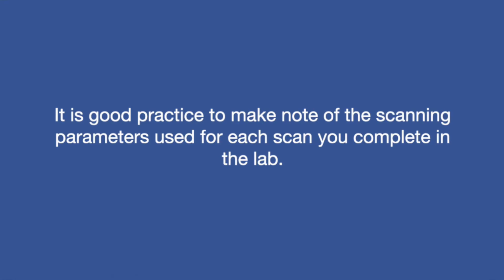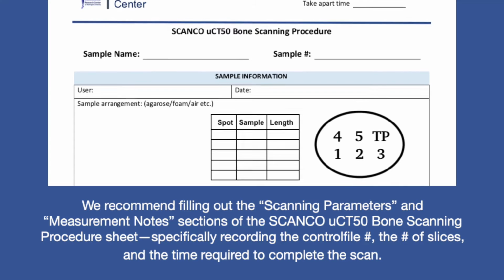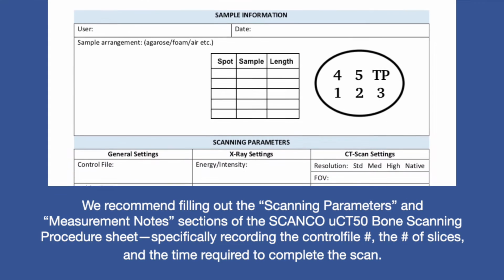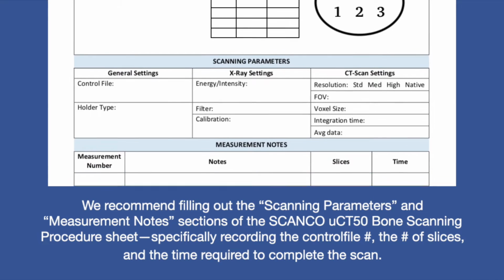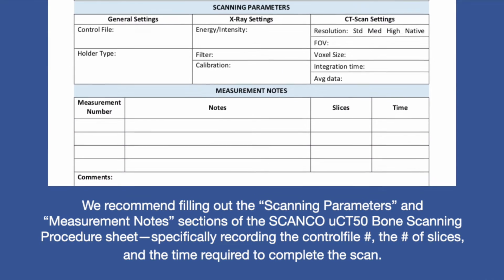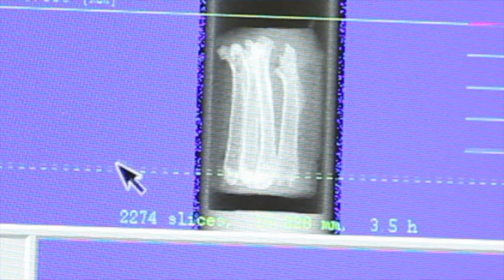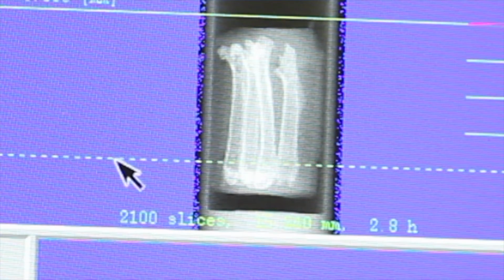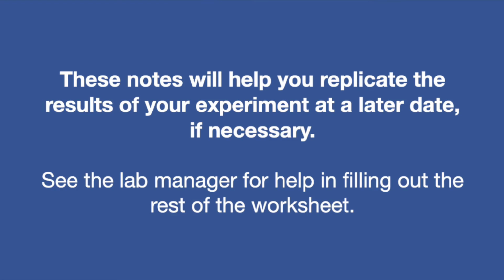It is good practice to make note of the scanning parameters used for each scan you complete in the lab. We recommend filling out the scanning parameters and measurement notes sections of the Scanco microCT bone scanning procedure sheet, specifically recording the control file number, the number of slices, and the time required to complete the scan. These notes will help you replicate the results of your experiment at a later date if necessary. See the lab manager for help in filling out the rest of the worksheet.